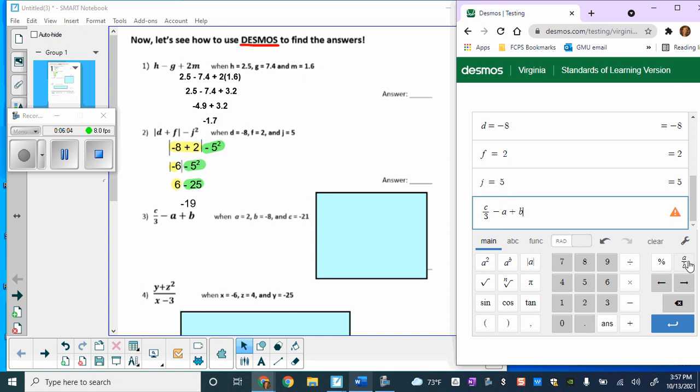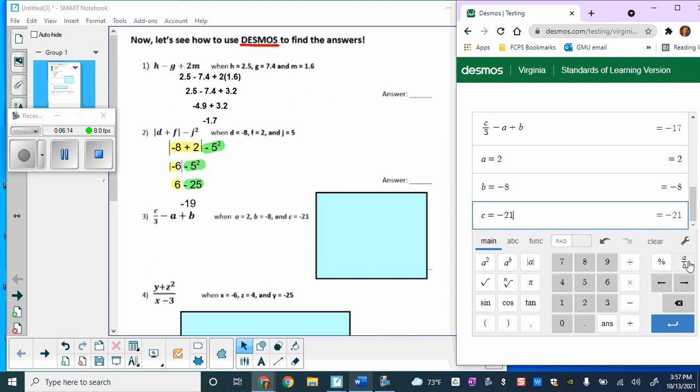Now we just need to tell it what a, b, and c equal. So we're told that a equals 2. We know b equals the negative 8. And again, that's always going to be given to you next to the problem. It'll tell you what it should equal. And right there, when we type in c equals negative 21, it looks like for the final answer here, we get a negative 17. So when you type in the expression and down below you tell it what all the variables equal, right here is where you're going to be looking for that final answer.